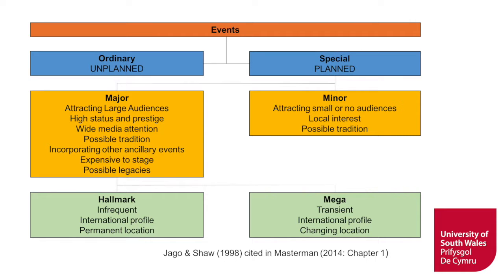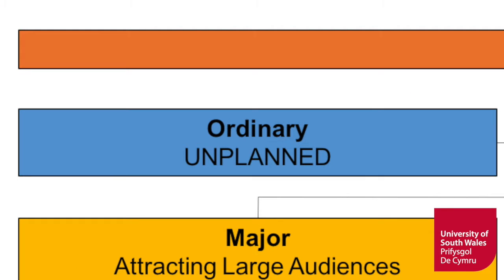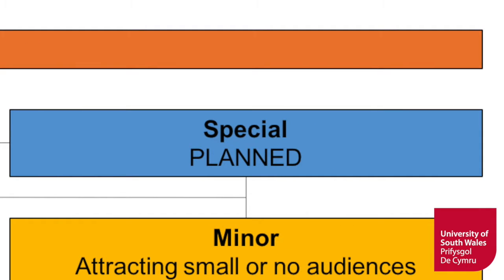To bring it back to the subject area, this flow diagram or hierarchical chart provides a really nice overview by Yago and Shaw, as cited in Masterman. It captures pretty much all elements and sizes and scales of events. At the top you've got the events, and then from there, what do they look like? And it tries to categorize different types of event. First, you've got an ordinary event, which is unplanned. Then to the right hand side, you've got a special or planned event. And many of the events that you will know about probably come under this one area.